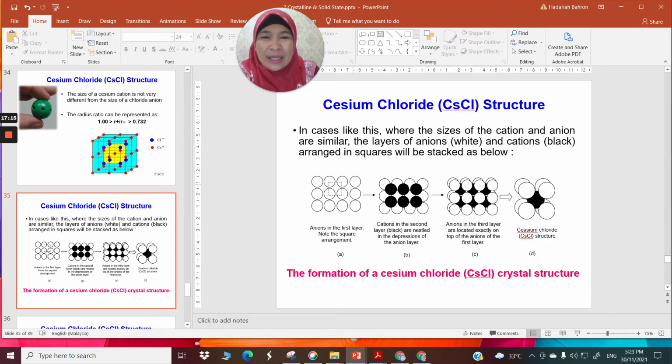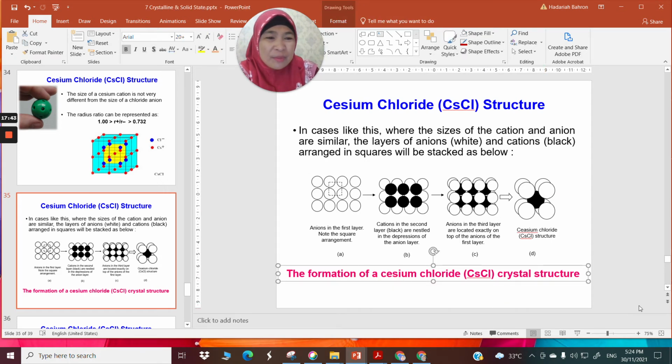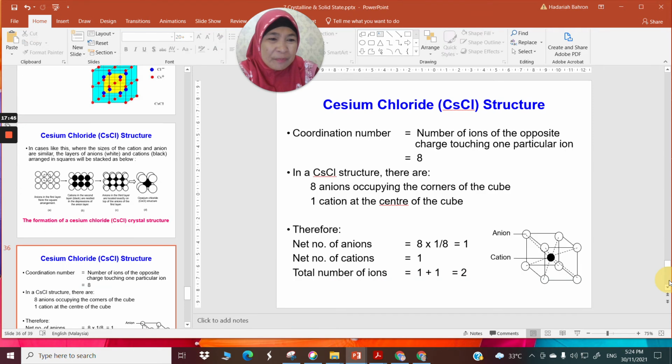So cesium chloride, where the cesium is not too much smaller than your chloride. First of all, you have your chloride sitting in the first layer, and then you arrange your cesium on the second layer in this manner, where there is a depression, you put a cesium in, and then the third layer like that. So it's AB, AB, and you get a cesium chloride structure. It's almost like a body-centered cubic. So this is the formation of a cesium chloride crystal structure.